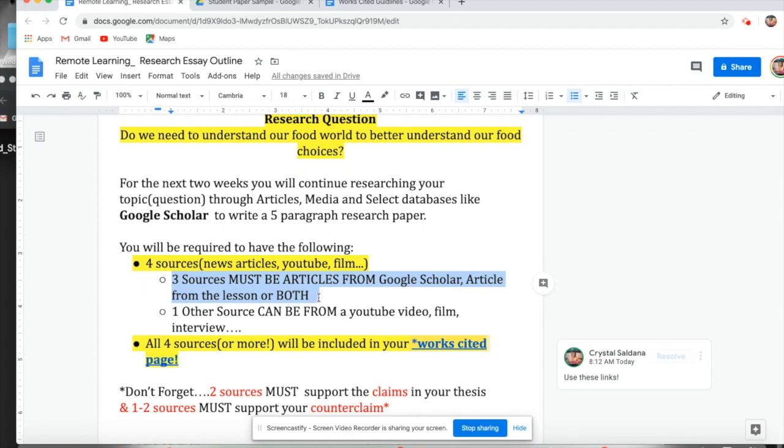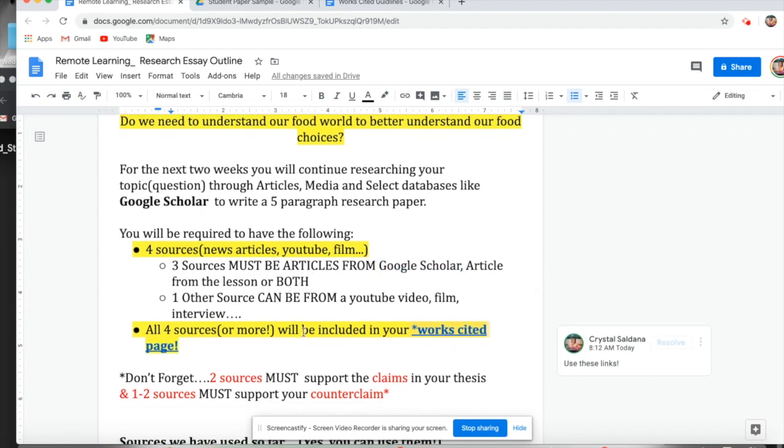Like the articles that I've given you along the way, the stuff that you've annotated on Newsela or the New York Times article, any of those qualify as an article. Or maybe you found one on Google Scholar when you did the CRAAP test and you're like, ooh, I really like that one. Absolutely, that works. Okay, so any of those are fine.